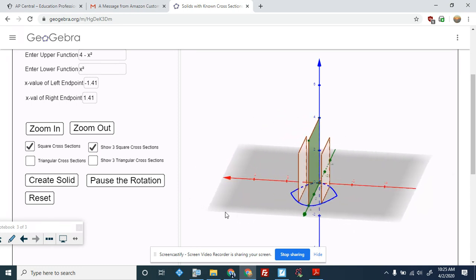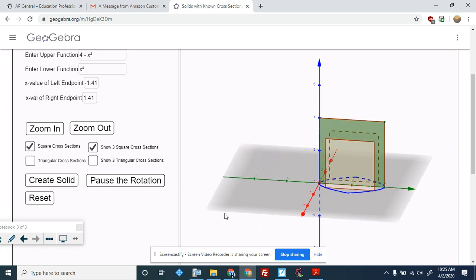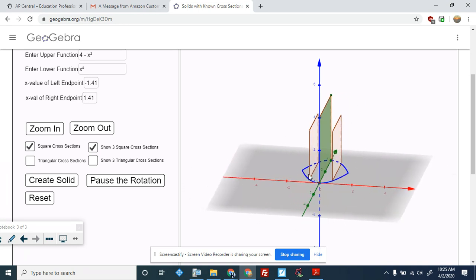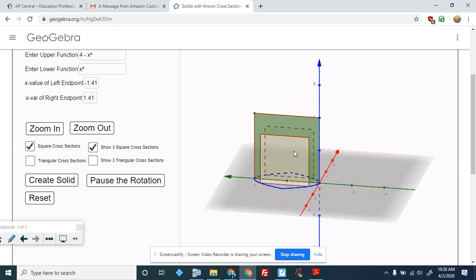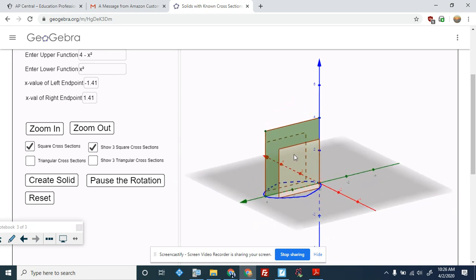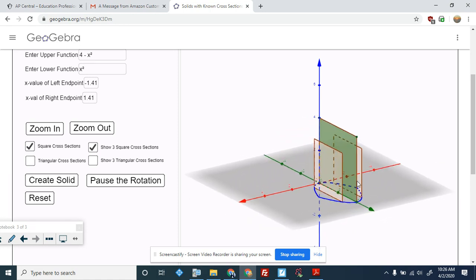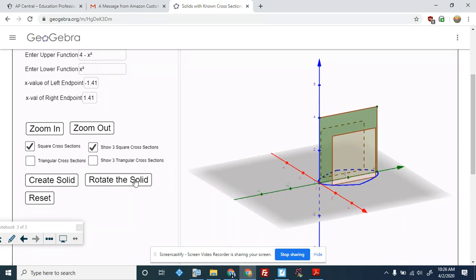Now, what do you know about all of these cross sections? They are all squares, right? So now what we're going to do is build a shape where we put in a ton of square cross sections. Think of tiles here. This is a 2-dimensional square, but maybe it's got a little bit of thickness. We're going to stack them from one area of the region to the other area of the region. If we were to do that, we would get a solid. So let's go ahead and create that solid.